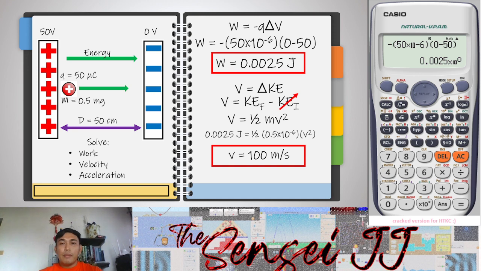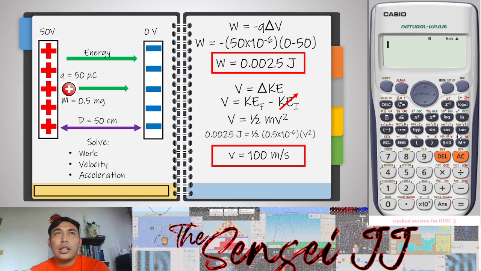Okay, so paano nga ba? Solve po natin, sir. Solve po natin yan, sir. Okay, so we have here our formula of V is equals to delta KE. So guys, as you can see, we have here our electric potential.